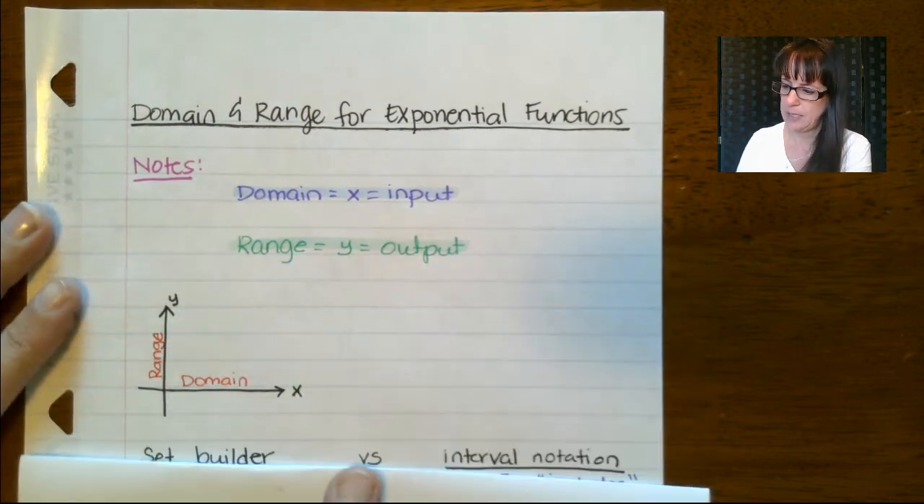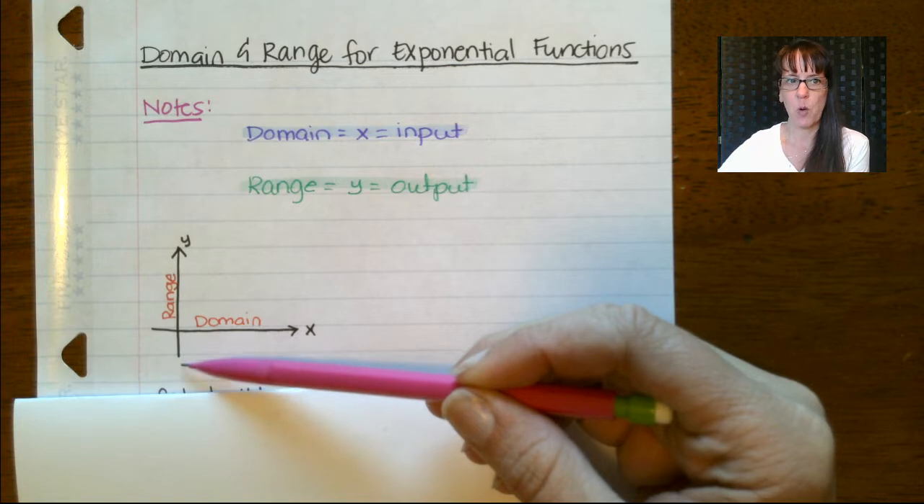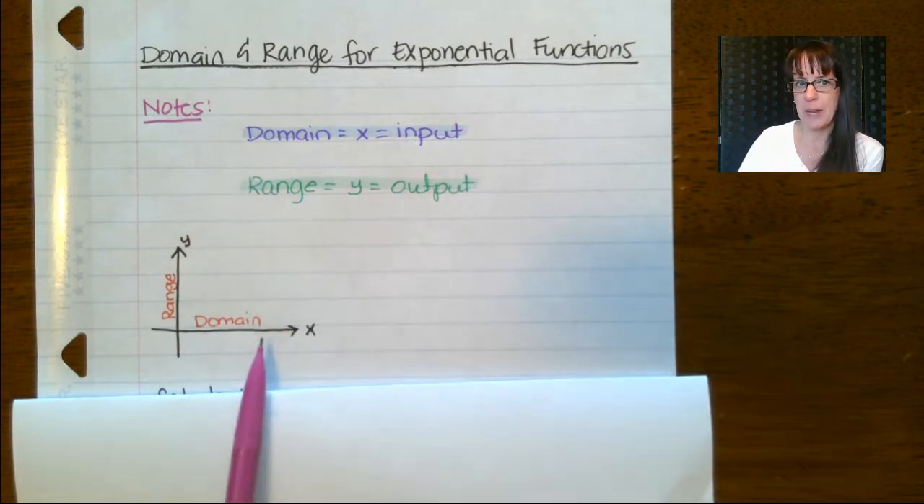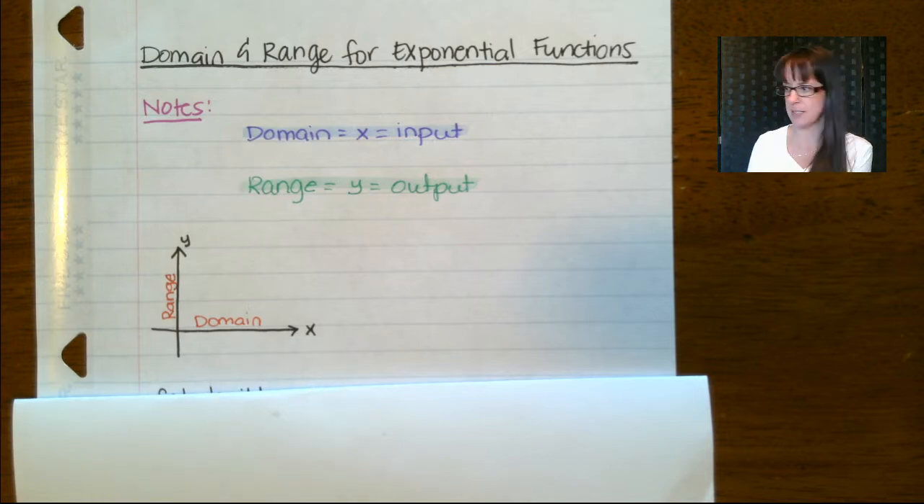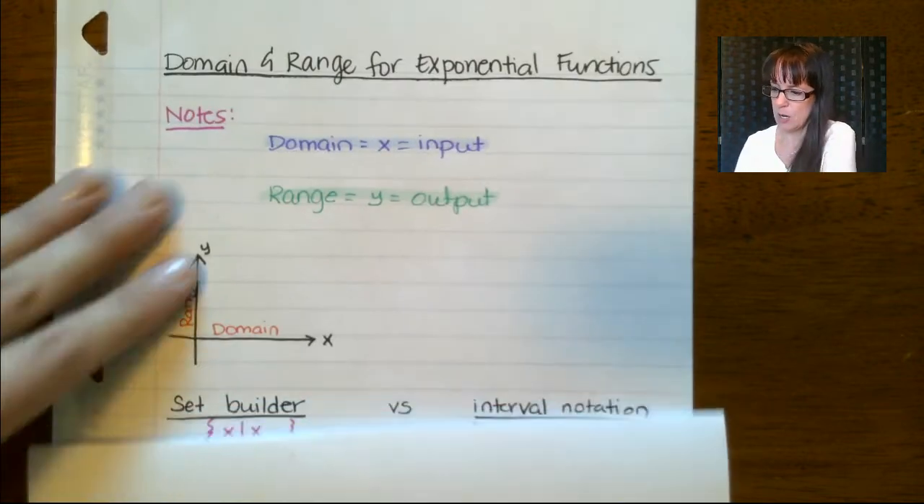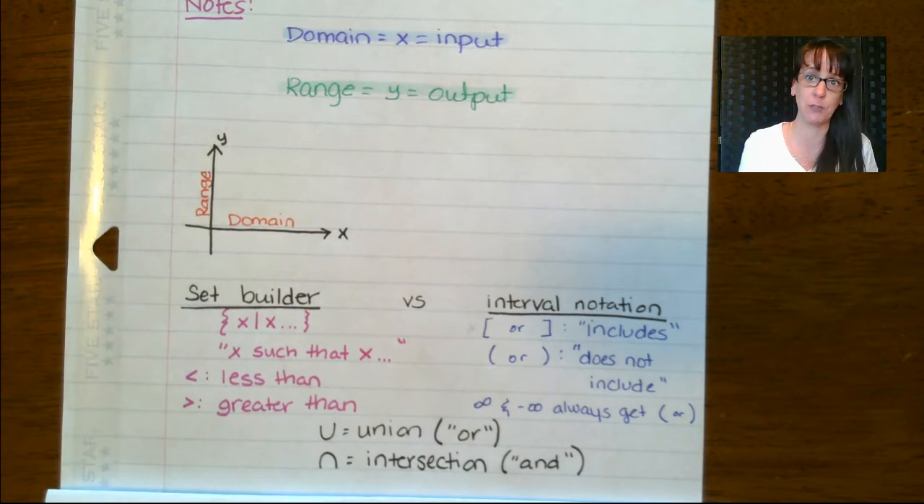Okay, and here are some other good notes. Your range, the way that we do this is we read from the bottom up. So we go from negative infinity on our y and we go up. For our domain, we start at negative infinity and go all the way over to the right, which is our positive. Okay, so the other thing we're going to talk about is set builder versus interval notation.